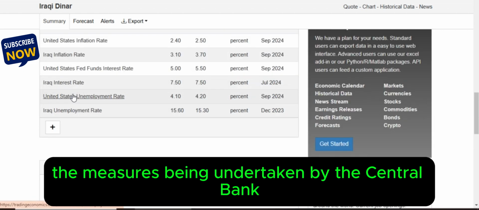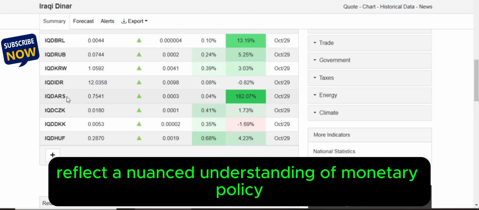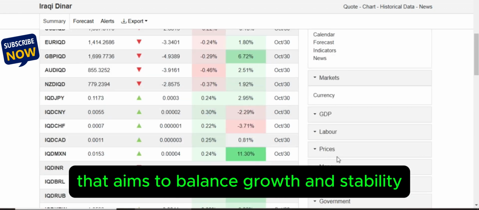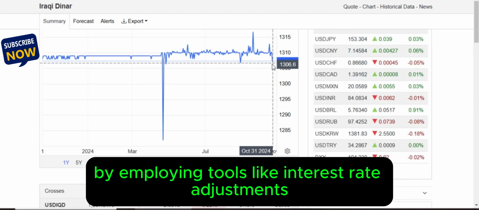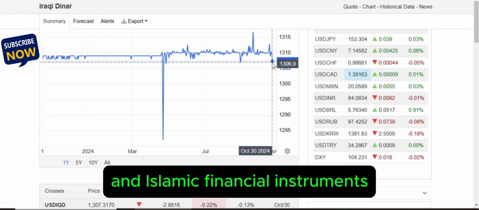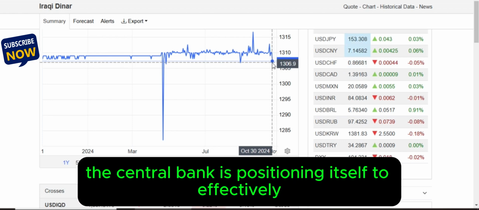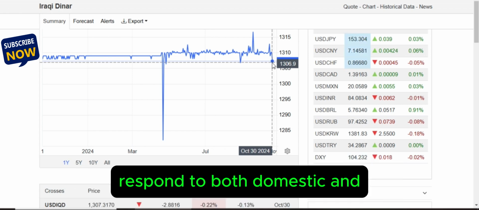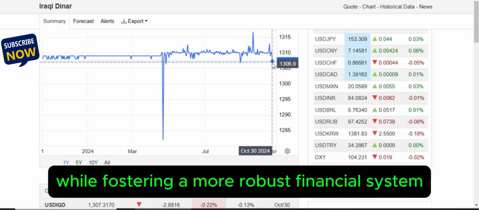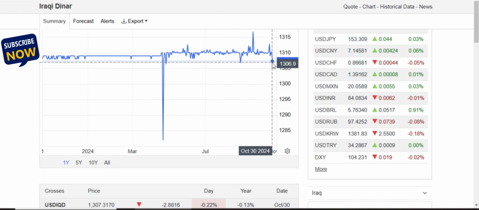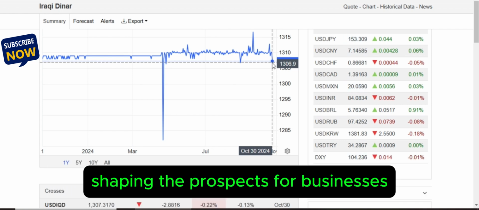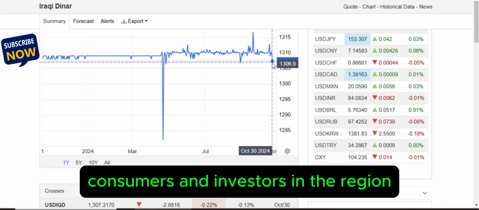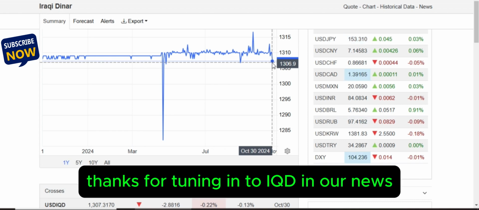In conclusion, the measures being undertaken by the central bank reflect a nuanced understanding of monetary policy that aims to balance growth and stability in a challenging economic environment. By employing tools like interest rate adjustments and Islamic financial instruments, the central bank is positioning itself to effectively respond to both domestic and international economic challenges while fostering a more robust financial system. As these changes take effect, they will undoubtedly influence the economic landscape, shaping the prospects for businesses, consumers, and investors in the region.